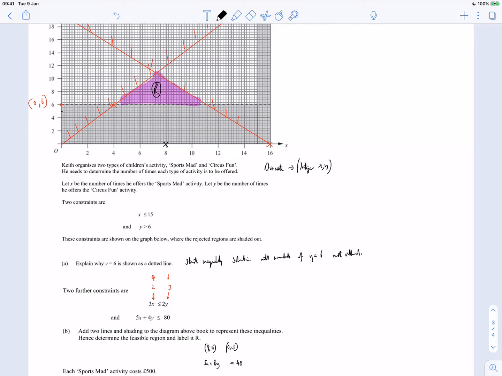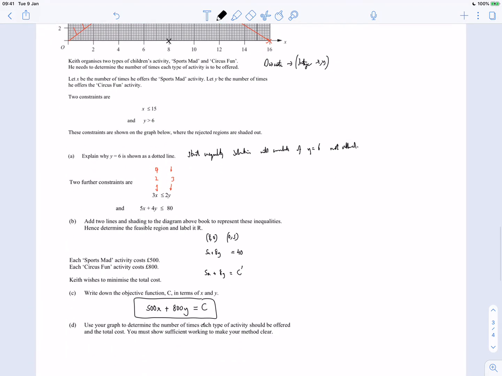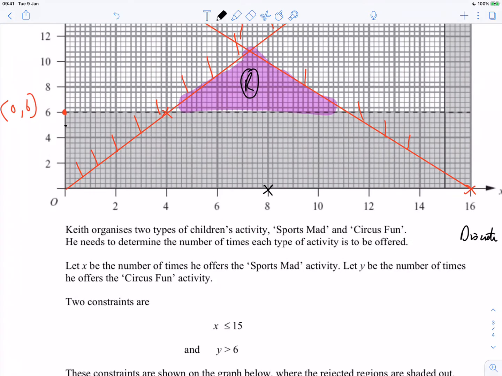Okay, so when it comes to the next part, use your graph to determine the number of times each type of activity should be offered and the total cost. You must show sufficient working to make your method clear. So this is my objective line here, so I would label this the objective line. And if I want to minimise it, I would technically take this objective line and slide it up, and it's clearly going to hit that bottom one first.